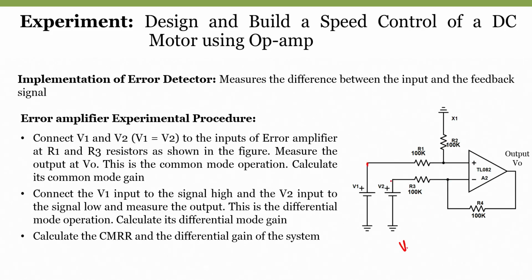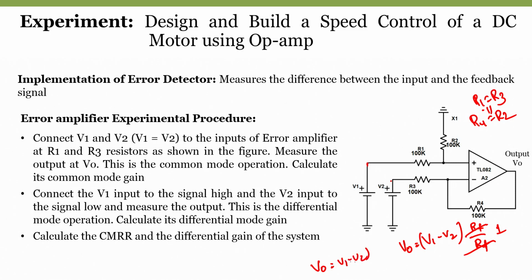If you recall the working of a differential amplifier, the output is nothing but V1 minus V2 into RF by R1. This is the case when R1 is equal to R3 and R4 is equal to R2. Since in this case R1 equals R2 equals R3 equals R4, RF and R1 values are the same. So the gain of the system is 1, and V0 is V1 minus V2. That is what we required.